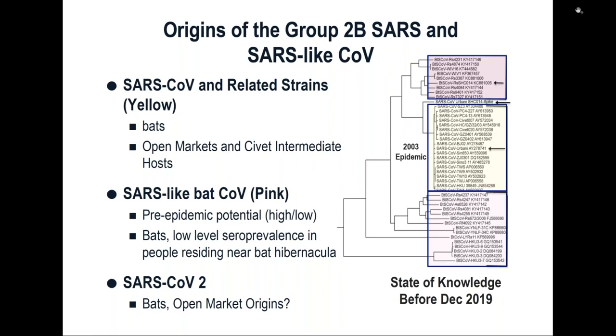So this was the current state of our knowledge of spike glycoprotein variation within the group 2B coronaviruses prior to December 2019. Next slide.